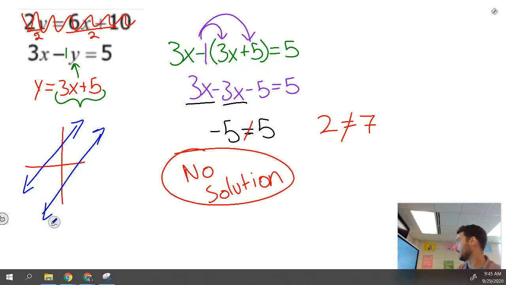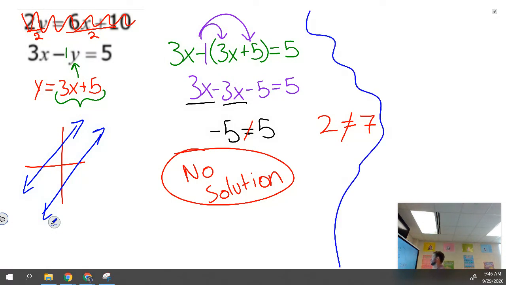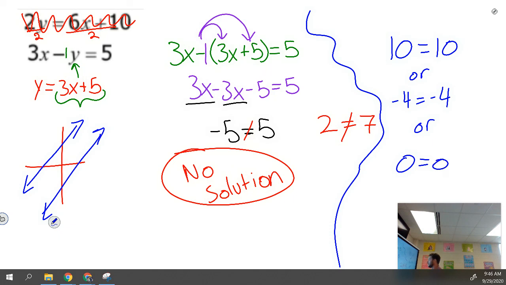Right? Okay. And then I didn't do a whole example of this, but if you did all this work and you got something that said 10 equals 10, or -4 equals -4, or 0 equals 0, if you got any of those, when all of those variables disappear, that is infinite solutions. You would write infinite.